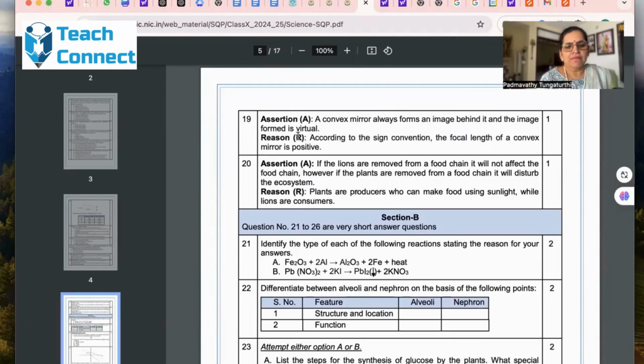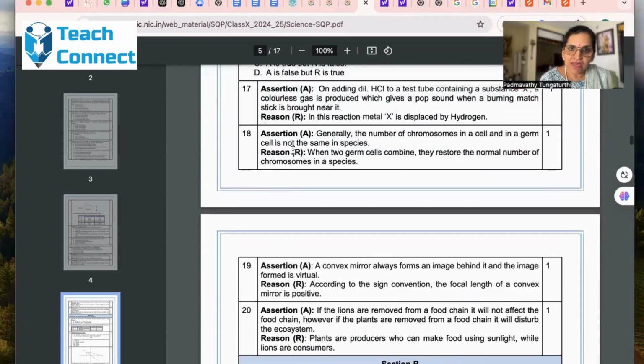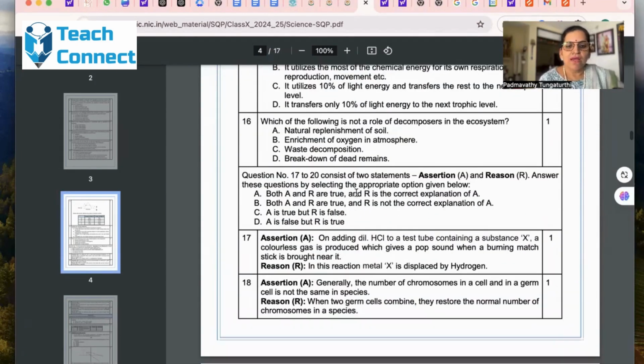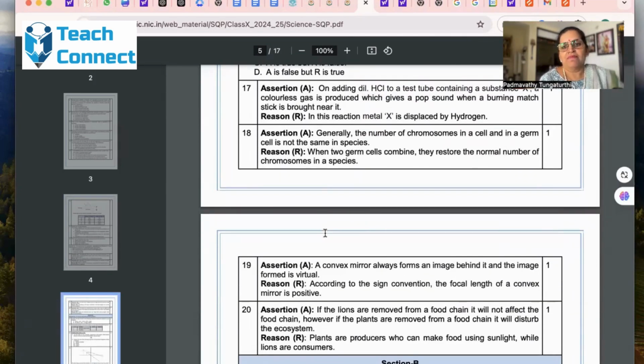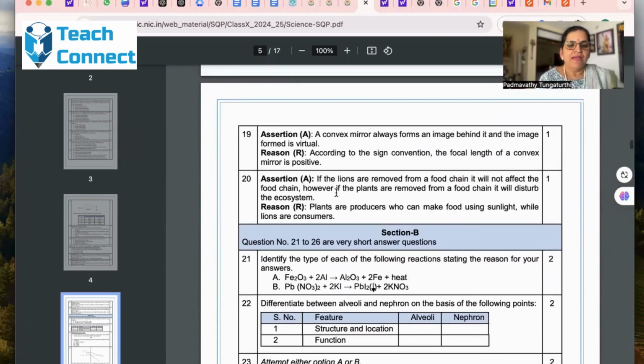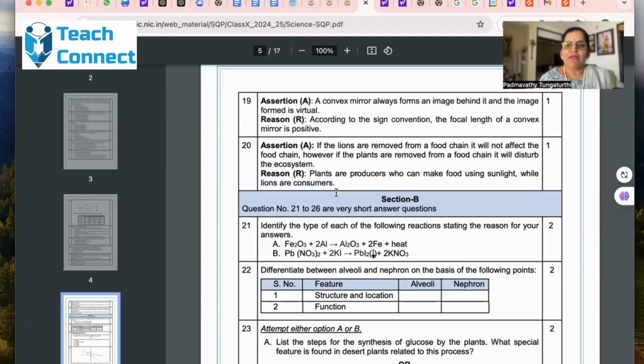Question number 19. A convex mirror always forms an image behind it and the image formed is virtual. That is right. The reasoning is, according to the sign convention, the focal length of a convex mirror is positive. This is also true. But for A, R is not the reasoning. That's why when assertion A is true, R is true, and R is not the correct explanation, the option is B. And question number 20 is a biology question.